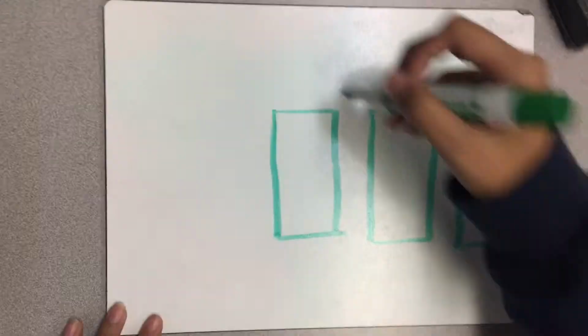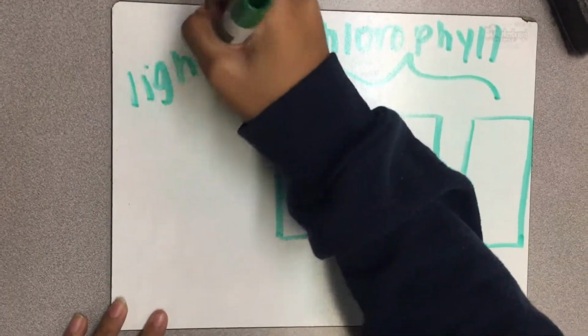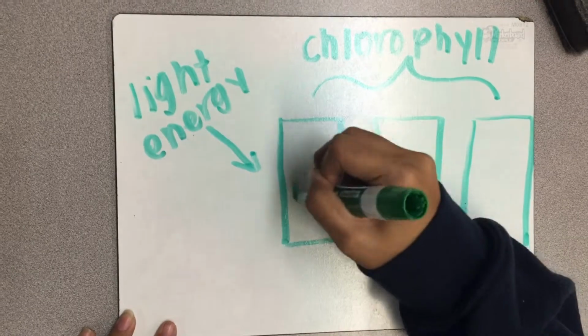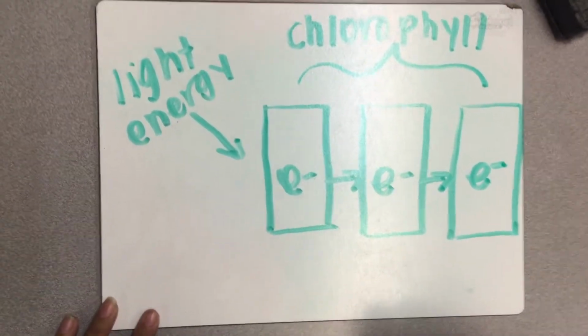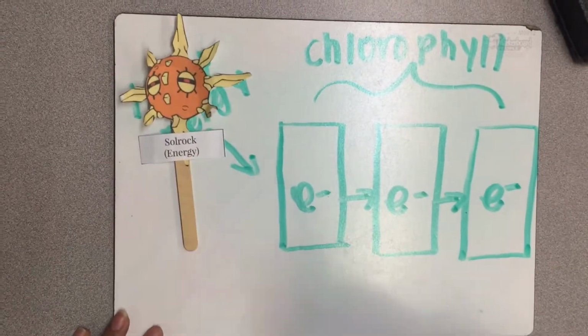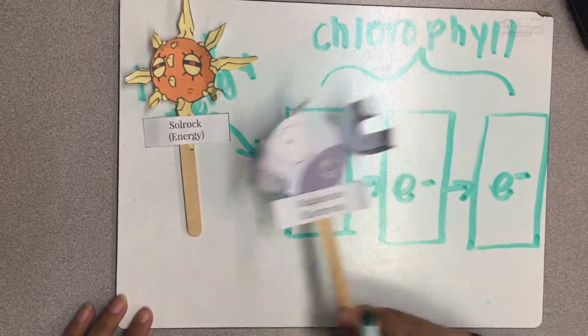During the light-dependent reaction, the chlorophyll that Venusaur has begins to take in the light energy, or photon, from Solrock. This then generates energy, and the electrons begin to bounce around to each chlorophyll and thylakoid. So in Pokemon terms, once Solrock generates enough energy, Magnemite bounces around to each chlorophyll and thylakoid.